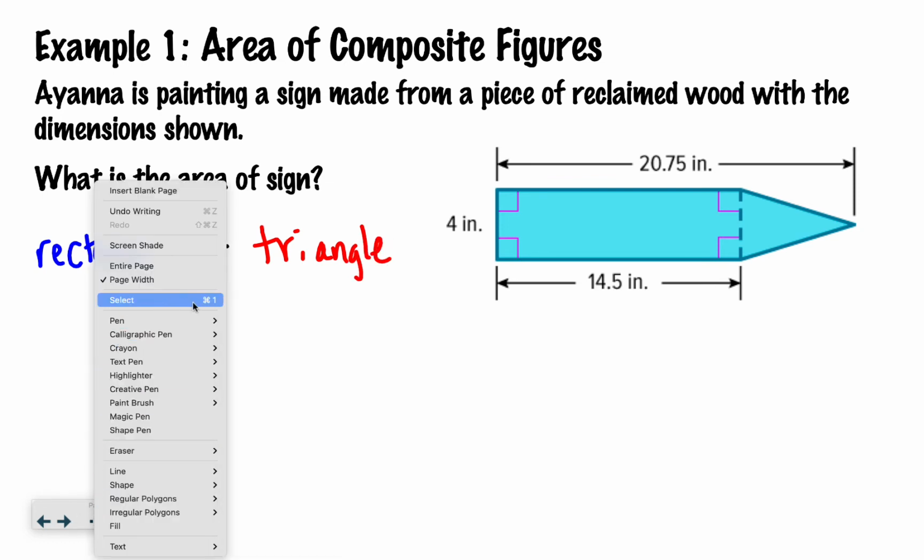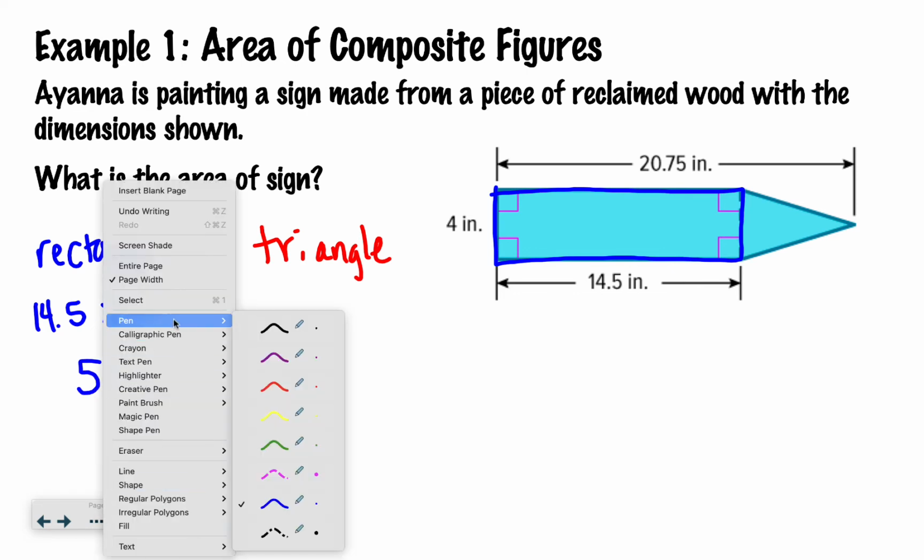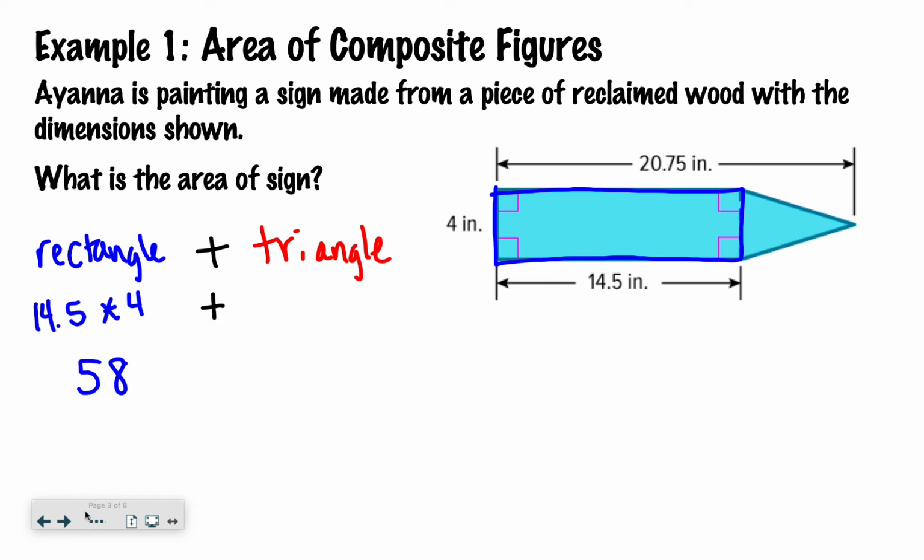Okay, so let's start with the rectangle. So the rectangle is this figure right here. And so I can see that the two dimensions are 14.5, because this is the one that stops when the rectangle stops, and then a height of 4. So I'm going to say 14.5 times 4 is going to give me the area of my rectangle. So when I multiply those two numbers together, I get 58. Okay? Now I have to find the area of my triangle.